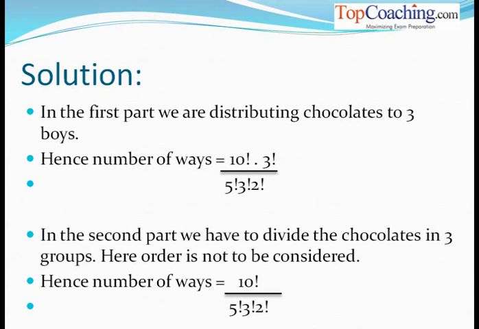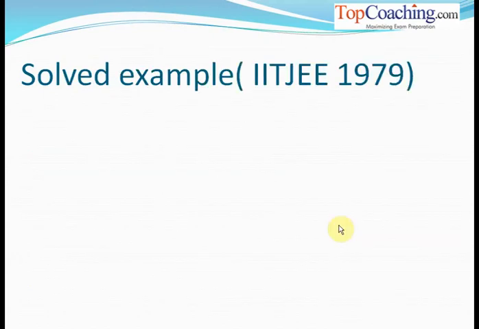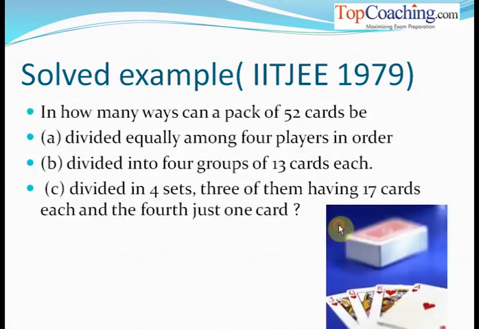So students, let's try to solve an IIT JEE problem that appeared in 1979. In how many ways can a pack of 52 cards be A. divided equally among 4 players in order, B.